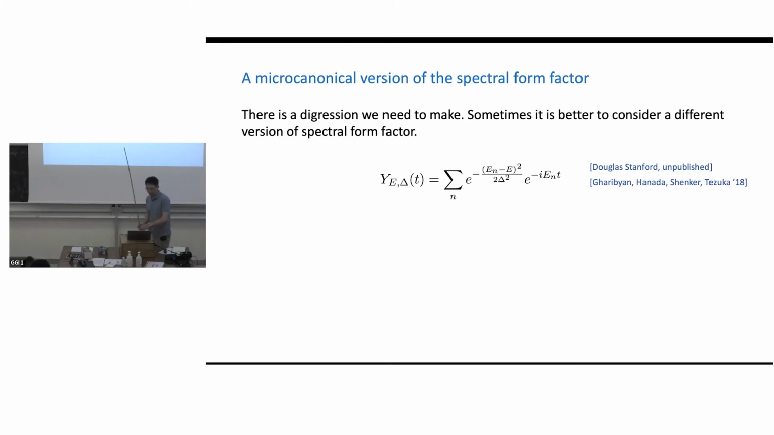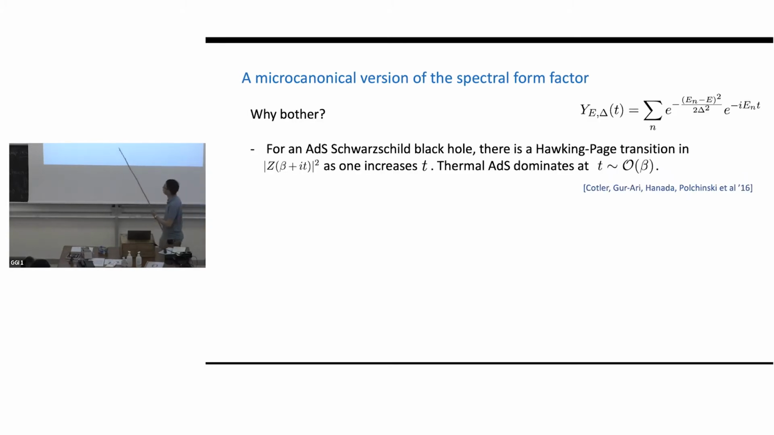So why do we even bother considering this more complicated quantity? There are actually a few good reasons to consider the microcanonical version rather than the canonical one. The first reason is a generic feature in higher dimensional theories. If we consider the AdS Schwarzschild black hole, the simplest kind of black hole, and consider the quantity Z of beta plus iT, there is actually a Hawking-Page transition in this quantity as you increase T. The thermal AdS saddle actually dominates over the black hole saddle at some very short time, a time that is of order beta. So the way that you see it is the following.